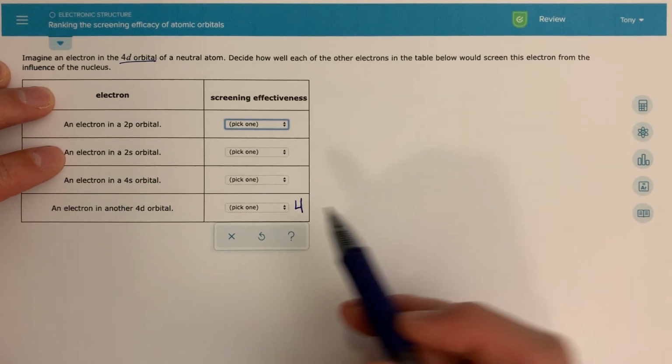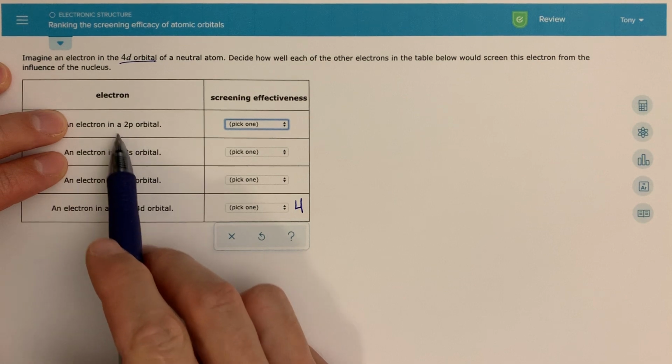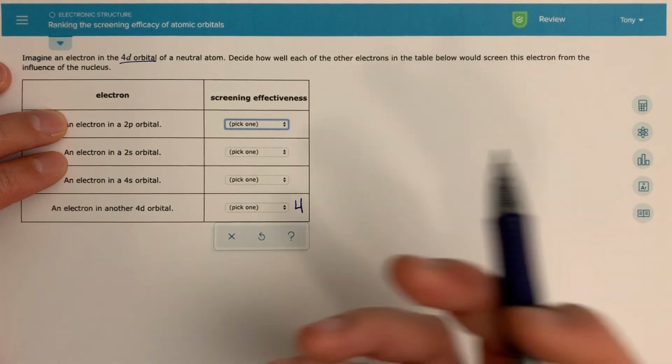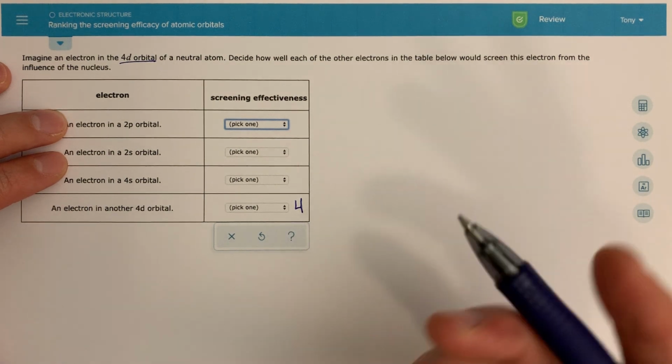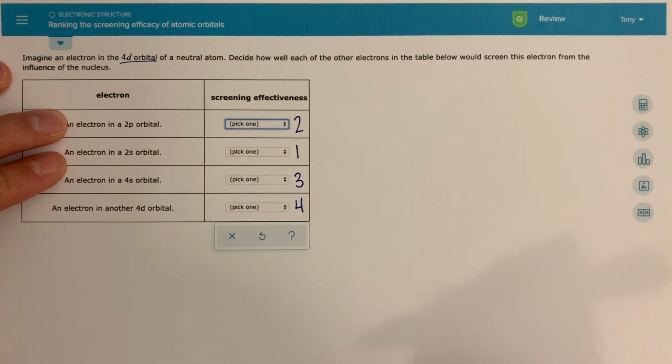Then we've got, pretty similar to last time, 2p and 2s. In the same energy level, the s orbital is always going to do a better job. You can think of it as being lower in energy and closer to the nucleus. So this is going to be 1, this is going to be 2, and then that would have to be 3.